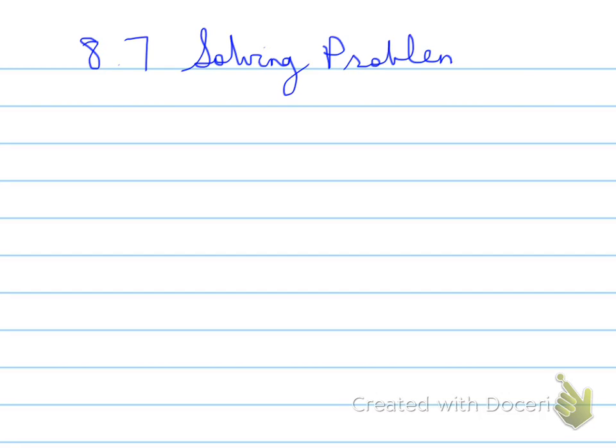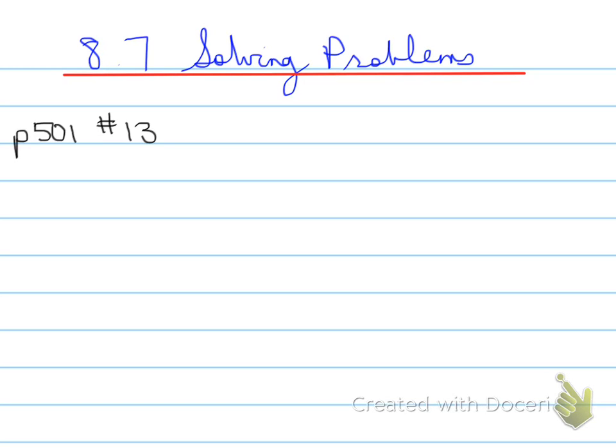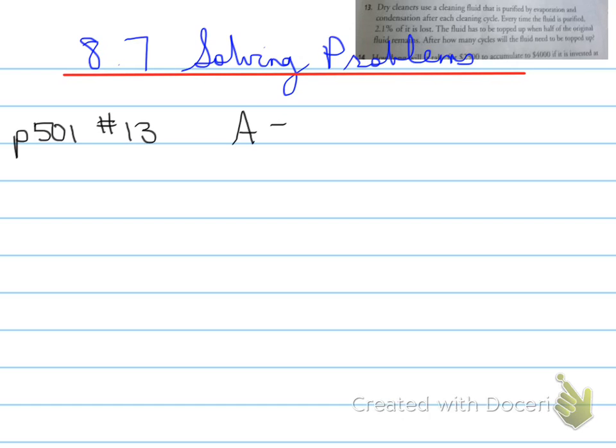All right, 8.7, solving problems. On page 501, I'm taking questions right from your homework. Number 13: dry cleaners use a cleaning fluid that is purified by evaporation and so on. It talks about all the information here.